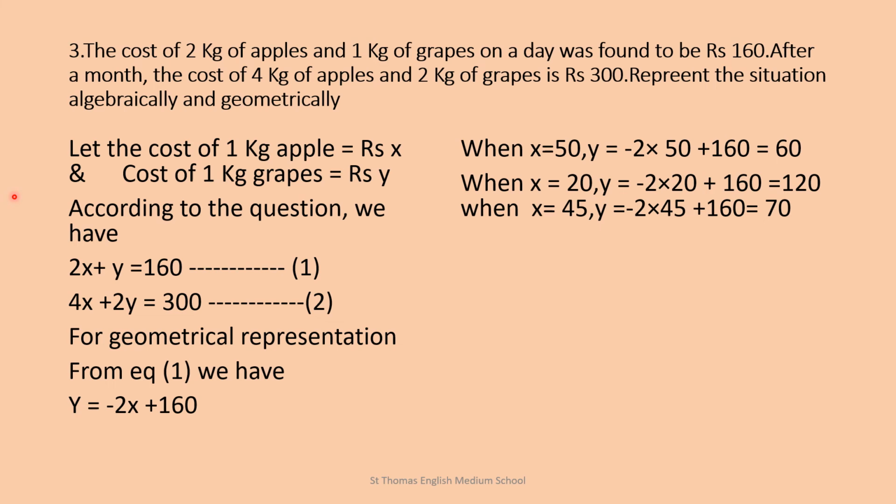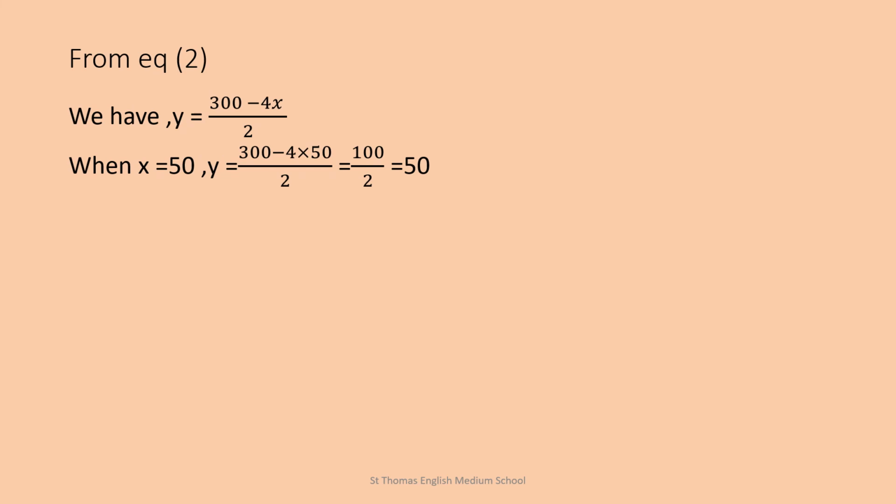You can represent the values of x and y in the tabular column. So you will get the corresponding coordinates of x, y as (50, 60), (20, 120) and (45, 70). Same way, from equation 2 we have y equal to (300 minus 4x) upon 2. Now you can substitute values for x and get the corresponding value of y.